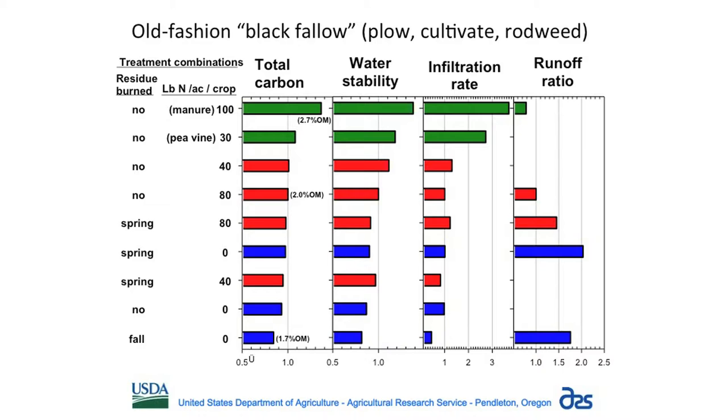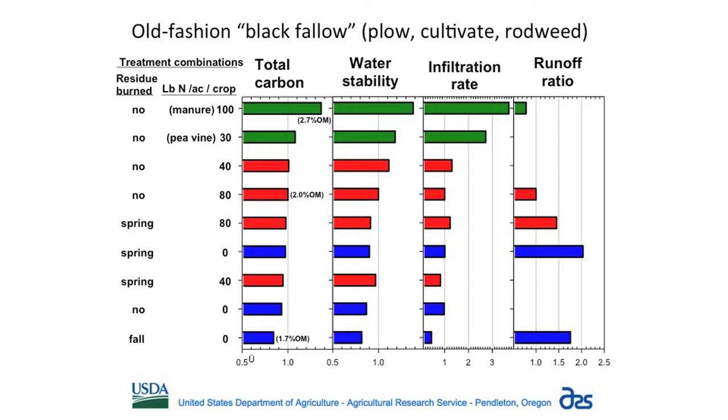So here's the ranking of total carbon. Now, carbon is how we measure soil organic matter. I will use those terms interchangeably: soil carbon, soil organic carbon, and soil organic matter. This would be, if a normal wheat fallow rotation has 2% organic matter, this, where we applied manure, 70 years later is up about 2.7%. So that's a pretty substantial increase in organic matter.